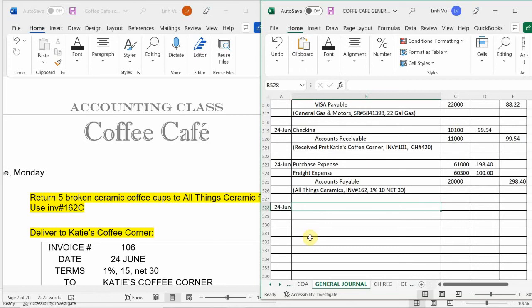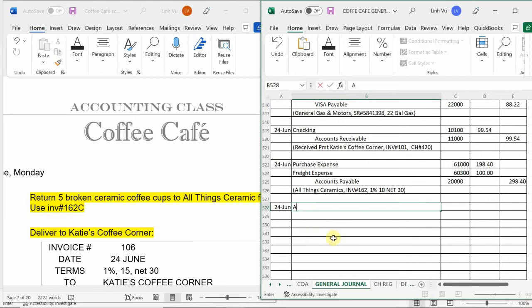Who is All Things Ceramics? They're our customer. Try again. Who is All Things Ceramics? Accounts receivable. No. Accounts payable. Yes, they are our vendor. We owe them money, right? So in this case, if I'm getting a refund and it's being applied to my invoice number 162, what am I reducing? Your accounts payable.